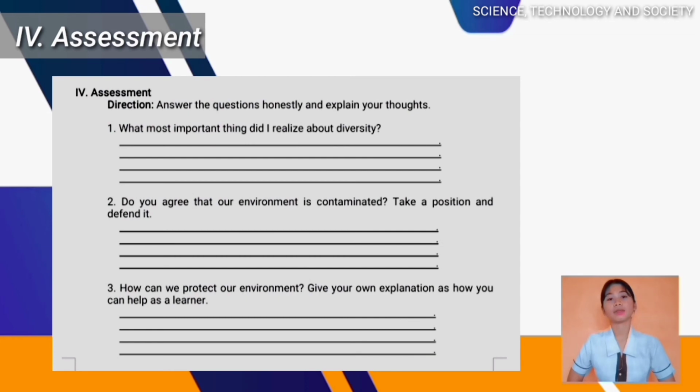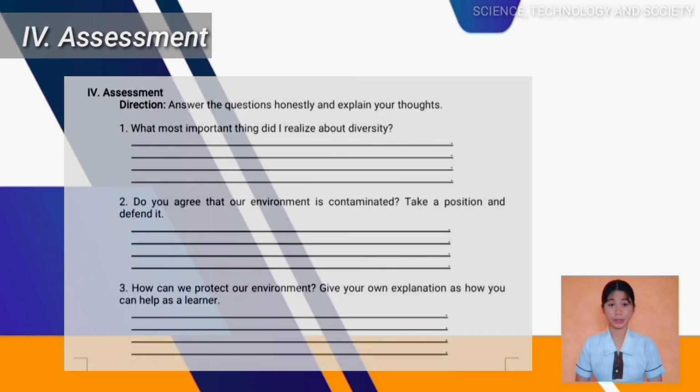For the last part of our discussion, you will have your assessment. Now you are going to answer the following. Number 1, what most important thing did I realize about biodiversity? Number 2, do you agree that our environment is contaminated? Take a position and defend it. Number 3, the last number, how can we protect our environment? Give your own explanation of how you can help as a learner.